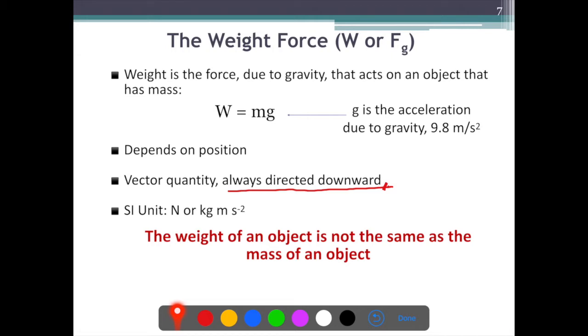So for example, what's the weight of this apple? And we say 1 kilogram. But in fact, we should be asking, what's the weight of this apple? Should be like 10 newtons for a 1 kilogram mass. So weight is different from mass. Weight is a force which has a direction and always directed downwards, and weight depends on the mass multiplied with the gravitational acceleration g.